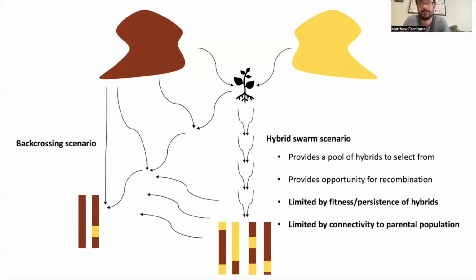But of course, there are some limitations to this scenario as well. You're limited by the fitness and persistence of those hybrids. If the hybrid swarm is really unfit and can't reproduce itself, then this is never going to happen. And you're also limited by the connectivity of the hybrid swarm back to the parental population. If this hybrid swarm is totally isolated, then you're never going to get the back crossing that you need to introgress only the beneficial alleles.